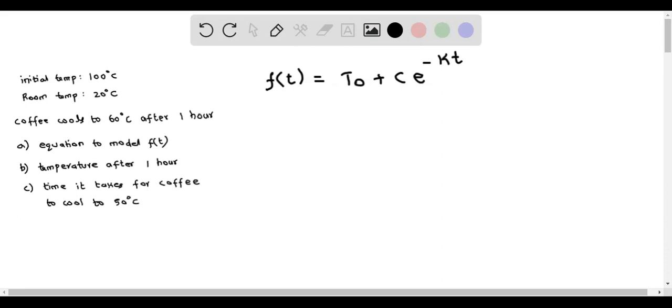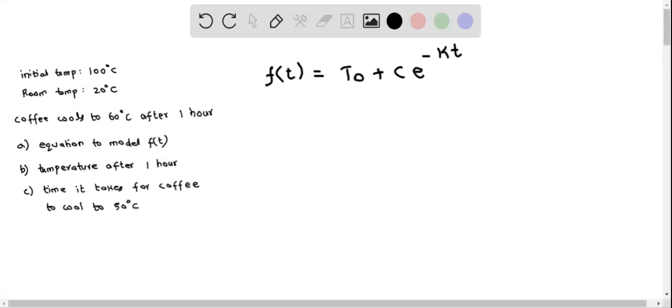Let's answer the question in part A. That is, we will determine the equation to model f of t. So for this, I'm going to use the initial conditions. That is, the initial temperature of the coffee is 100 degrees centigrade, which means at t equal to 0, f of t equals 100.